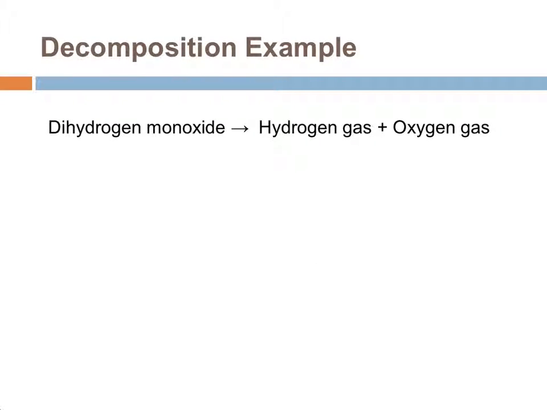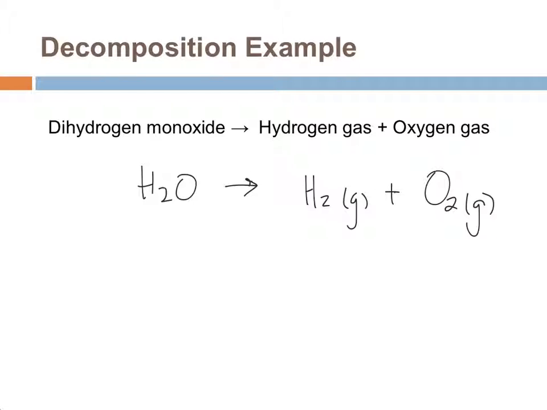Looking at an example then, we could look at the decomposition of water. So dihydrogen monoxide is just water, and that's going to react to give hydrogen gas and oxygen gas. Again, we'd want to balance this, so we're going to put a 2 in front of the water and a 2 in front of the hydrogen. That gives us a balanced reaction, so we can see that a molecule is breaking down into different components.